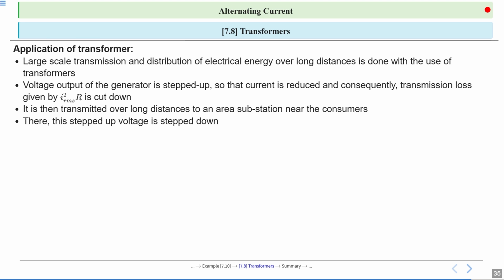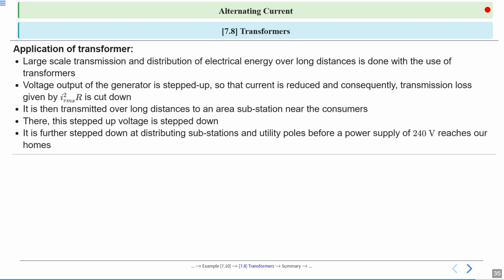Now, this high voltage is dangerous, so we have to step it down. When it reaches the consumption side, this stepped up voltage is stepped down. It is further stepped down at distributing substations and utility poles before the supply of 240 volt, or we can say 220 volt, reaches our homes. Before reaching our home, it is stepped down to the value of 220 or 240 volt.